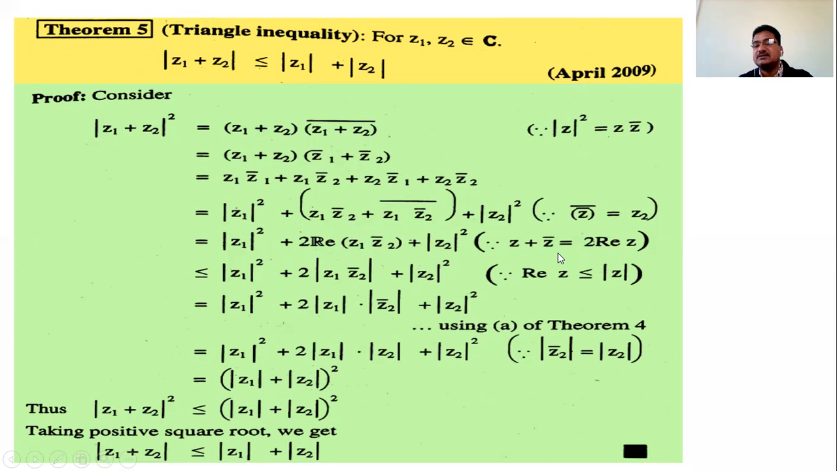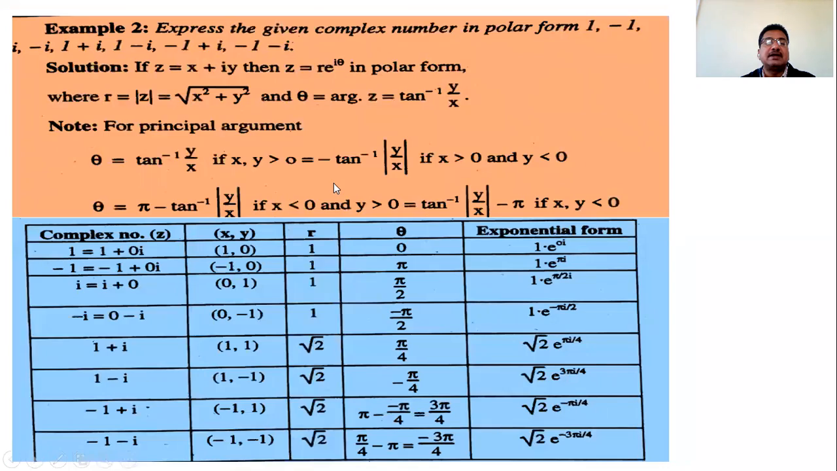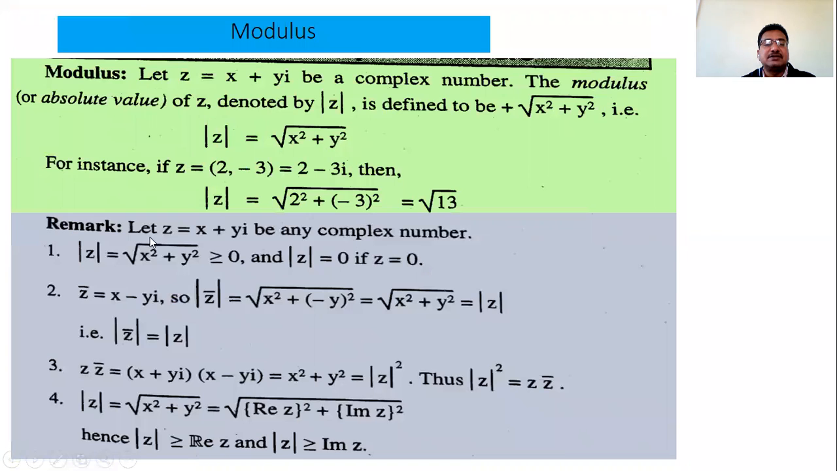All these remarks we observe after the definition of modulus and argument. What are the properties of the modulus? These are the properties: modulus of z bar and modulus of z are both the same. Mod z square is z into z bar. And mod z is greater than or equal to the real part of z. And z plus z bar.